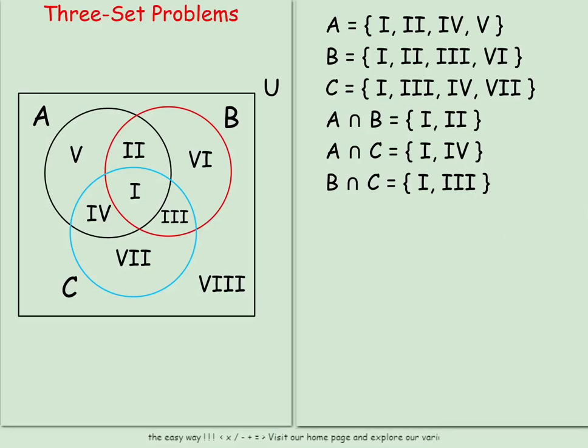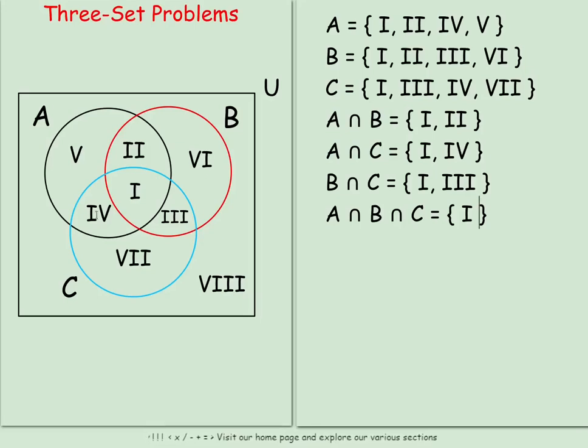So how are we going to write that? That is A intersection B, then intersection C. And that gives us what? The element I. Now, these are the basic regions we have in our Venn diagram.